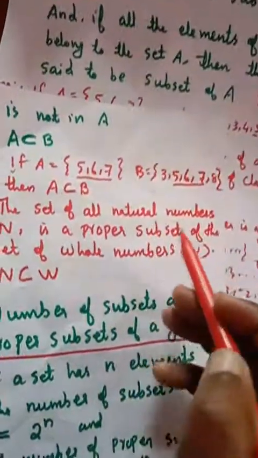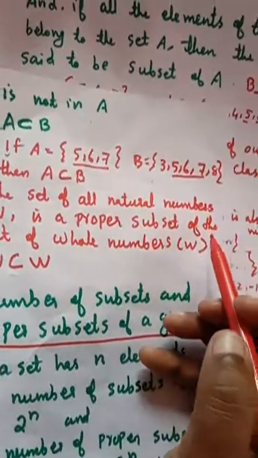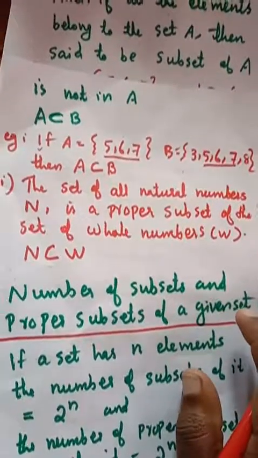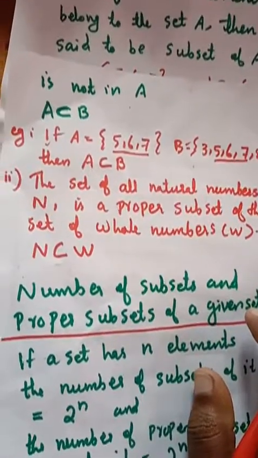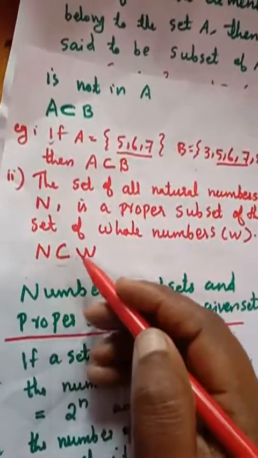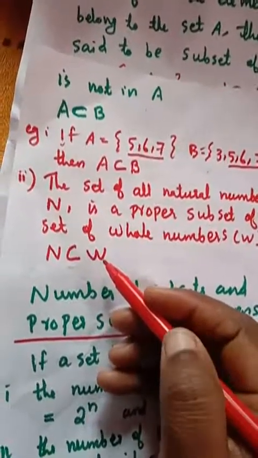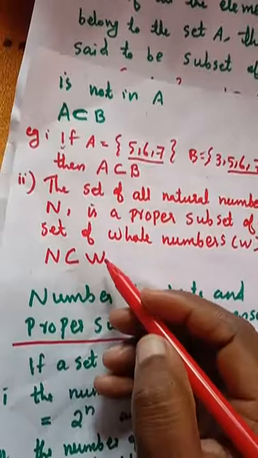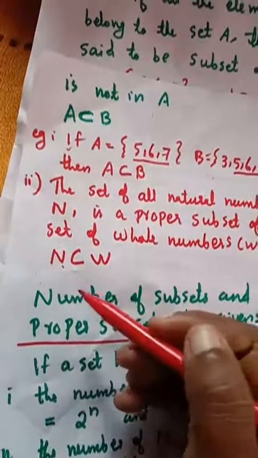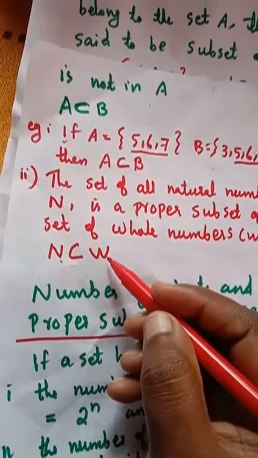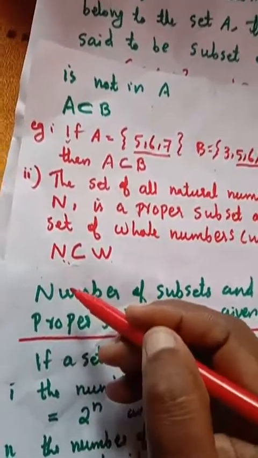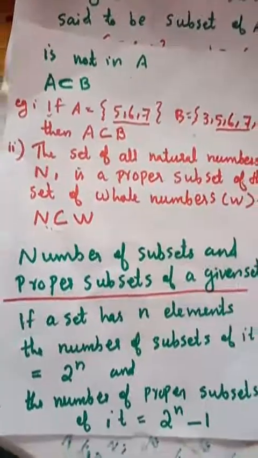Second example: the set of all natural numbers N is a proper subset of the set of whole numbers. That is, N is a proper subset of W, because in N we know that 1, 2, 3, etc., but in W 0, 1, 2, 3, etc. So W consists of one element, 0, which is not in the set N. That element 0 is not in N, you know. Okay, so N is a proper subset of W. Clear?